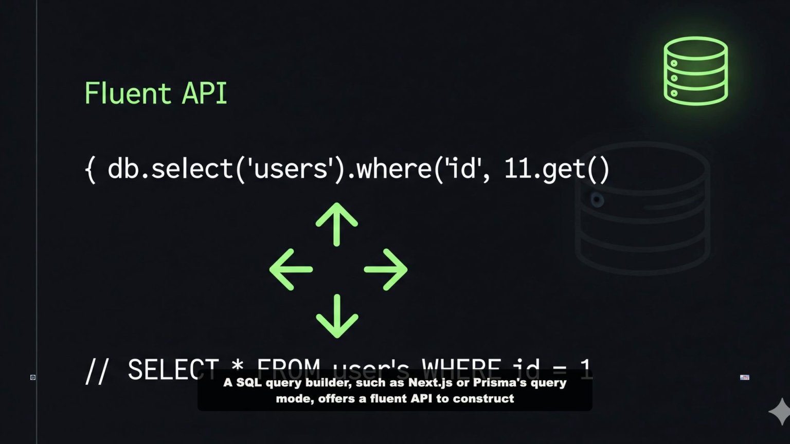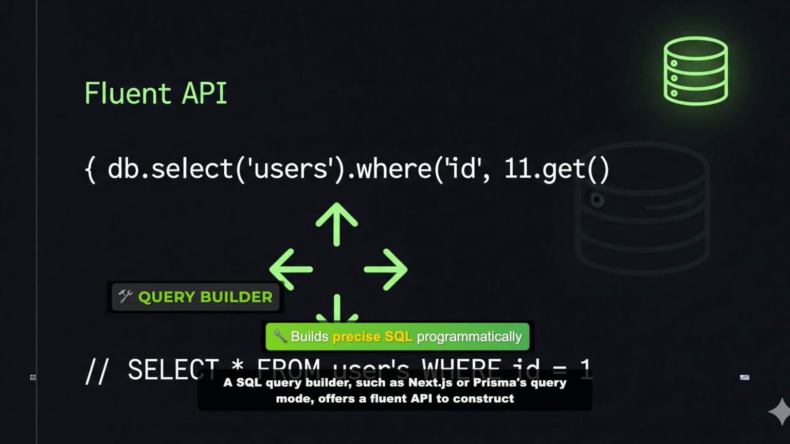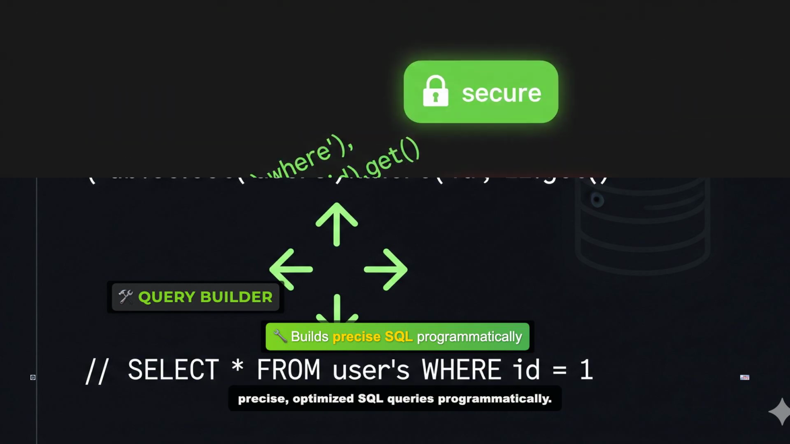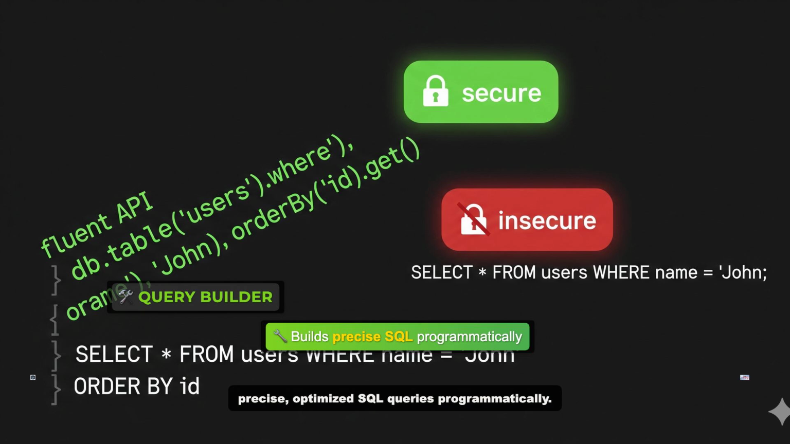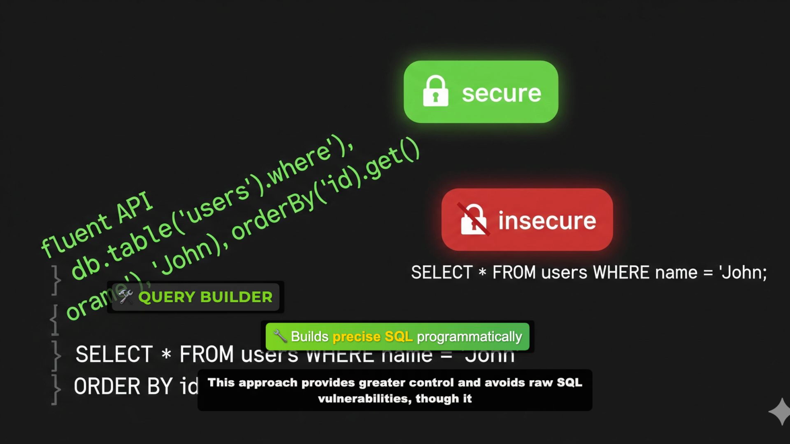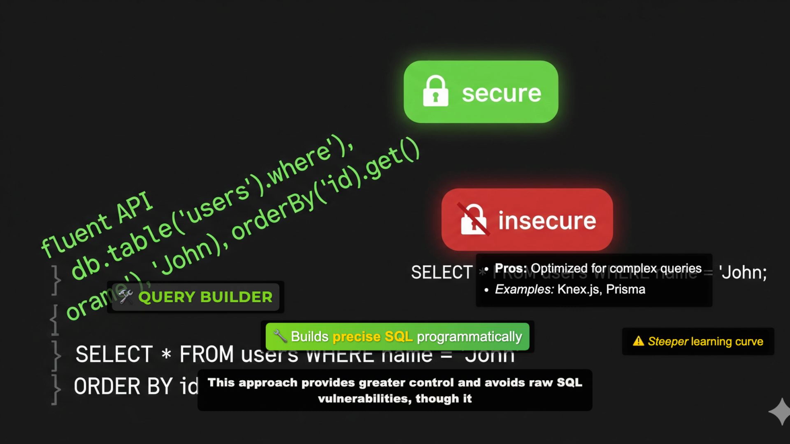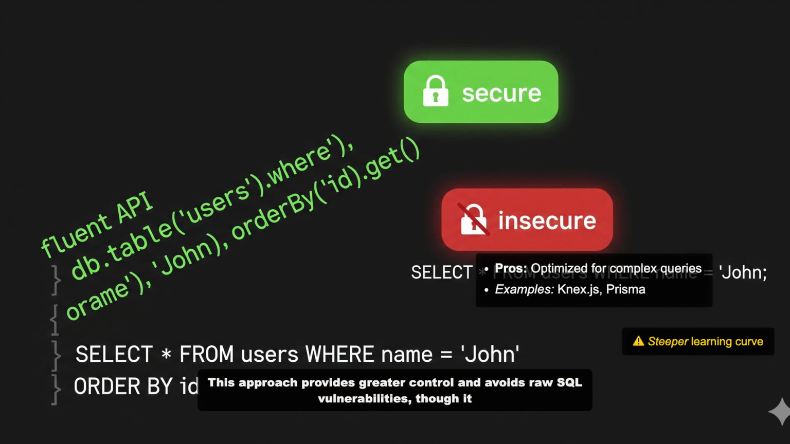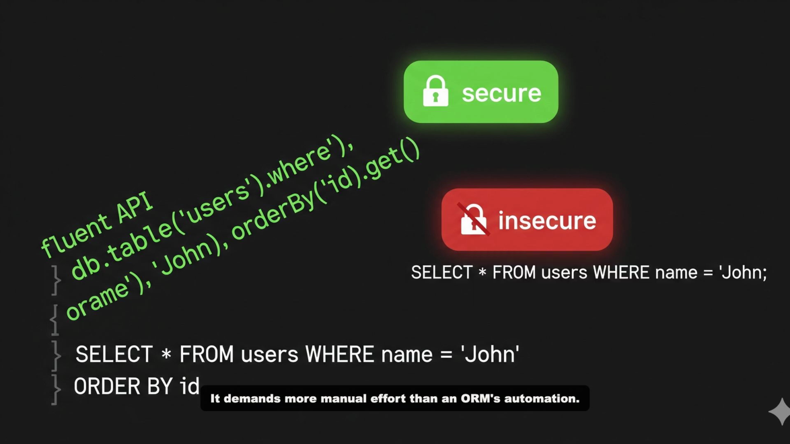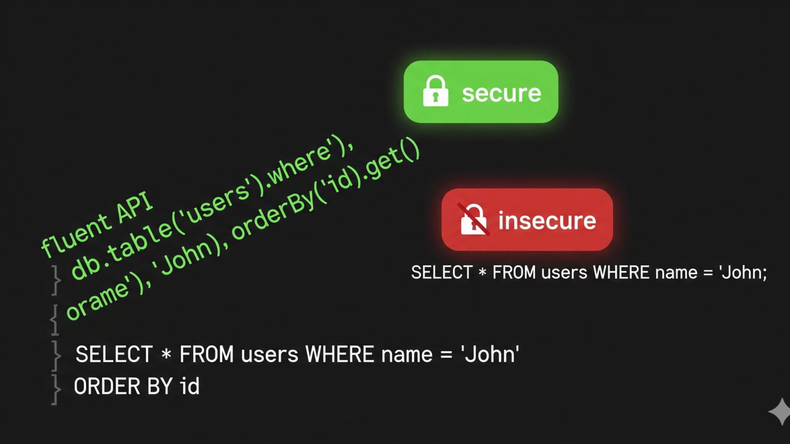A SQL query builder, such as Knex.js or Prisma's Query Mode, offers a fluent API to construct precise, optimized SQL queries programmatically. This approach provides greater control and avoids raw SQL vulnerabilities, though it demands more manual effort than an ORM's automation.